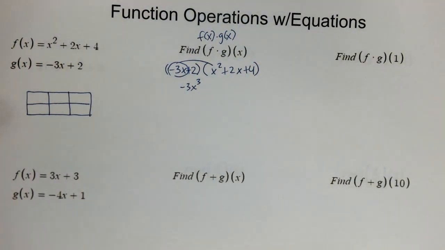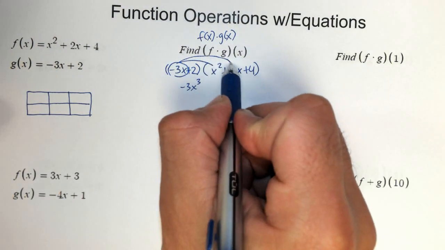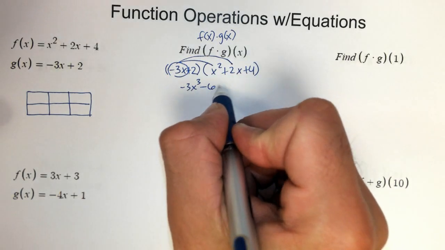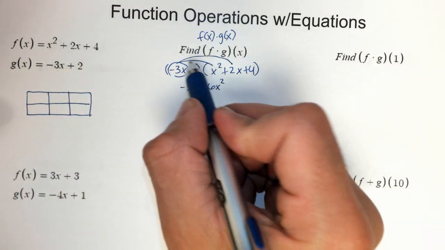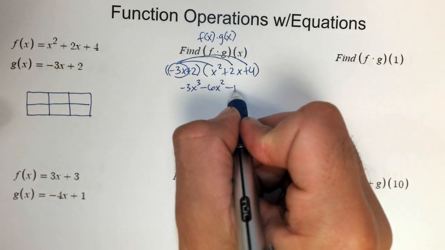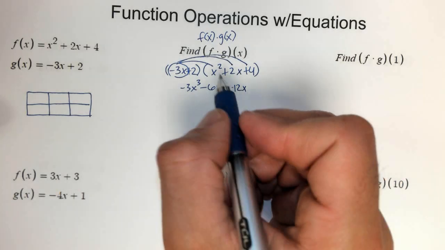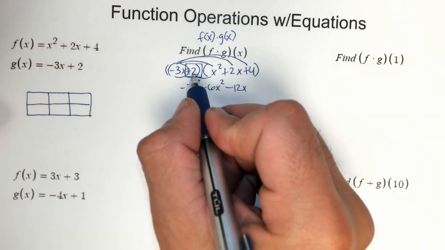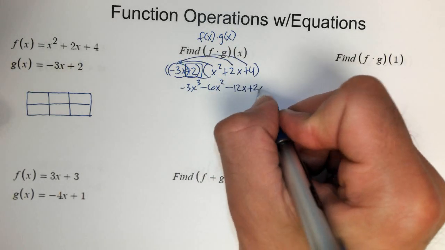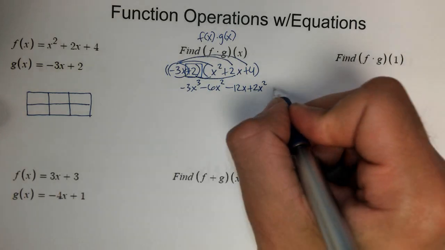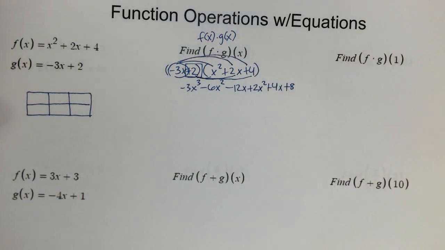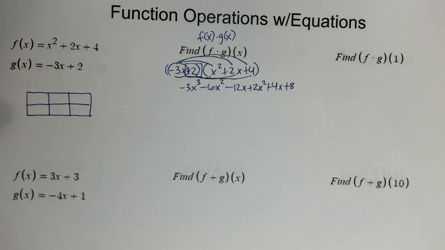And when I multiply the negative 3x times the second term, negative 3x times 2x gives me negative 6x squared. Negative 3x times 4 is negative 12x. And I repeat this process for the next one. Now I have positive 2 and distribute it into all the other terms. 2 times x squared is positive 2x squared. 2 times 2x is positive 4x. And 2 times 4 is positive 8.